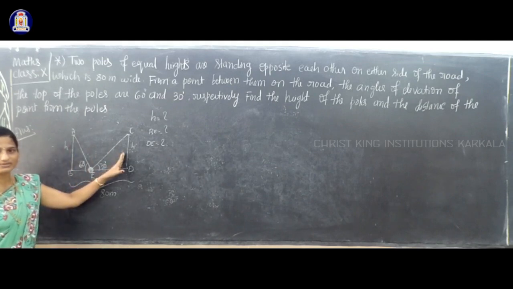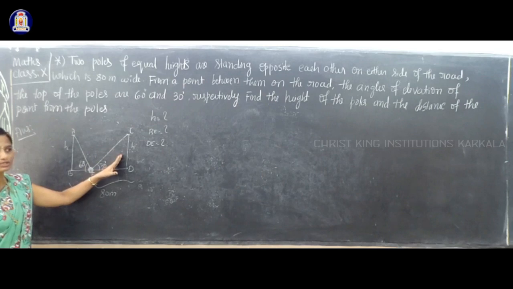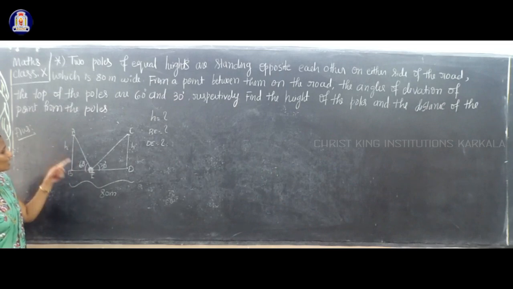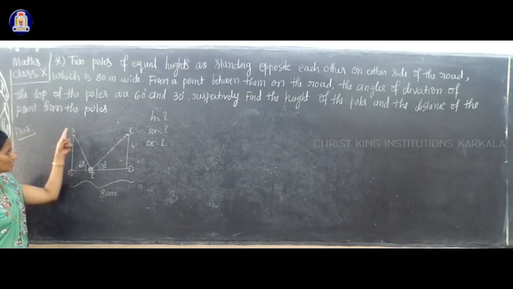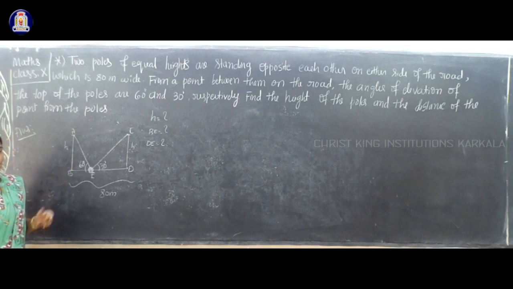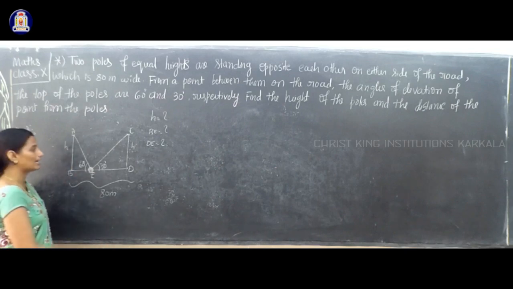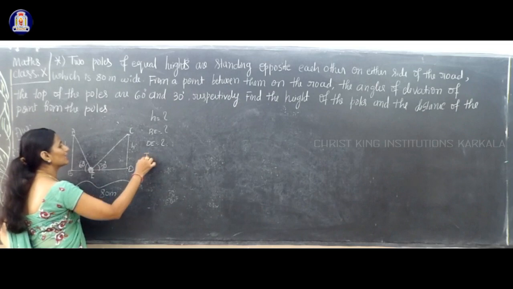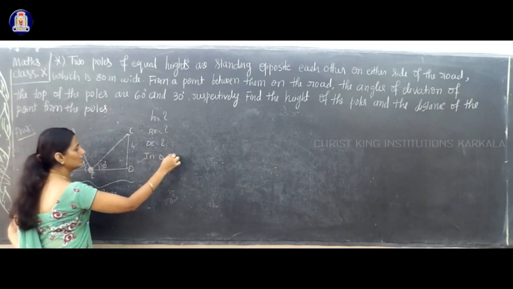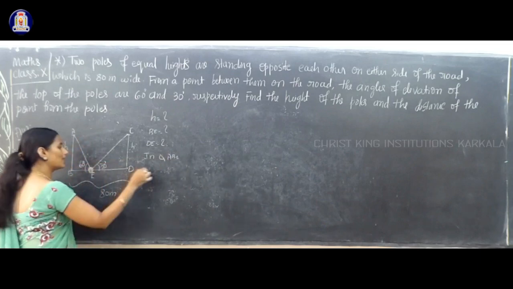By seeing this figure, you can identify the two triangles. Now apply the trigonometric ratio for the first triangle. Use your tan. Why tan? This is to find, and this is also to find. The hypotenuse is not mentioned here, so don't use any other trigonometric ratio. Just use tan. In which triangle? It is ABE.